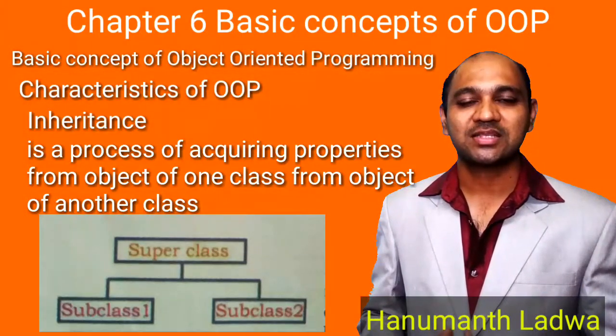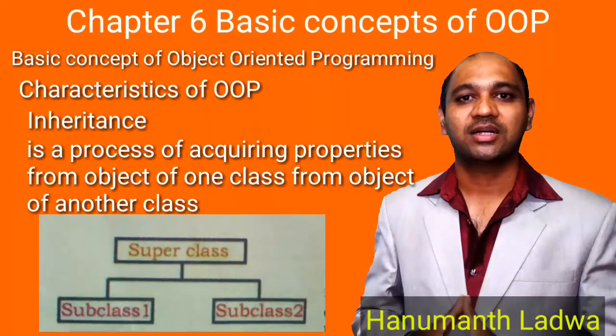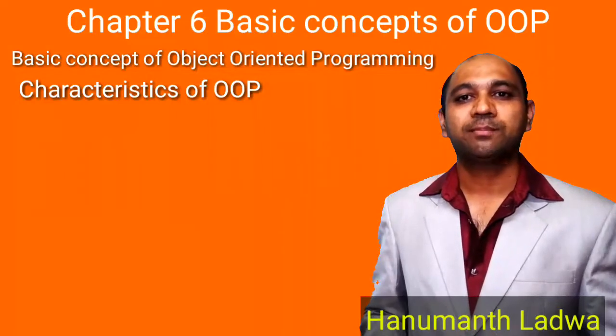The existing class is known as the base class, and the class which inherits the properties from the other class is called the derived class. Next, we'll continue with polymorphism.